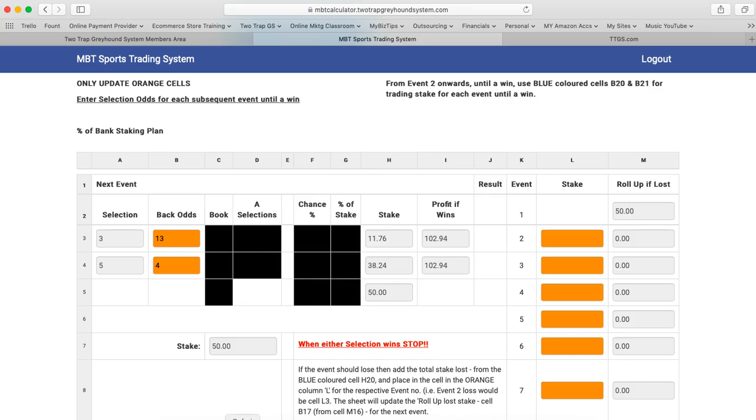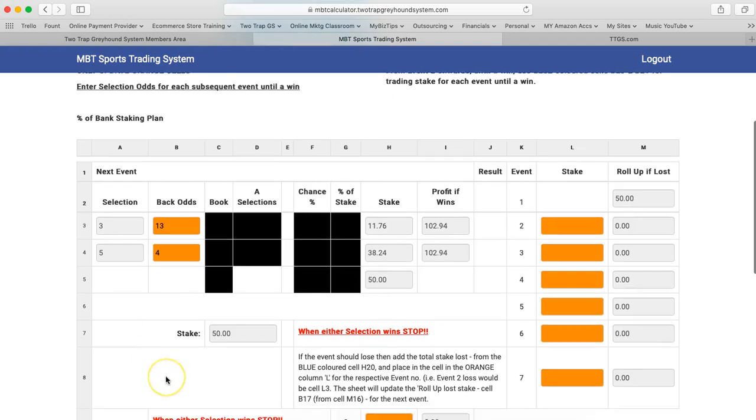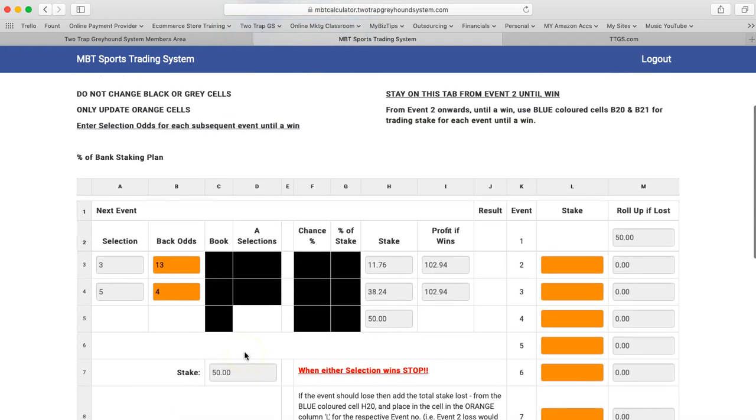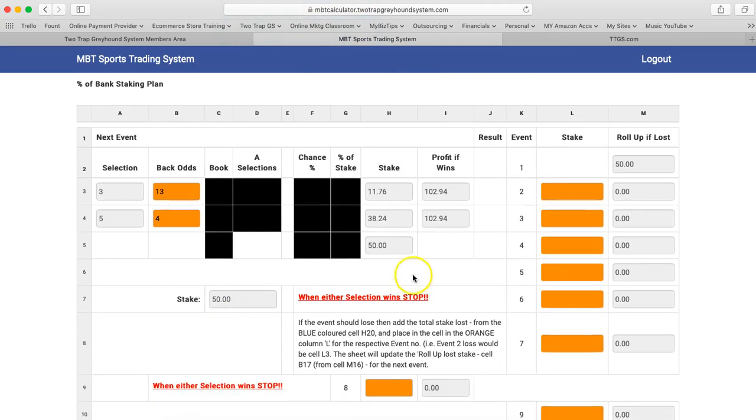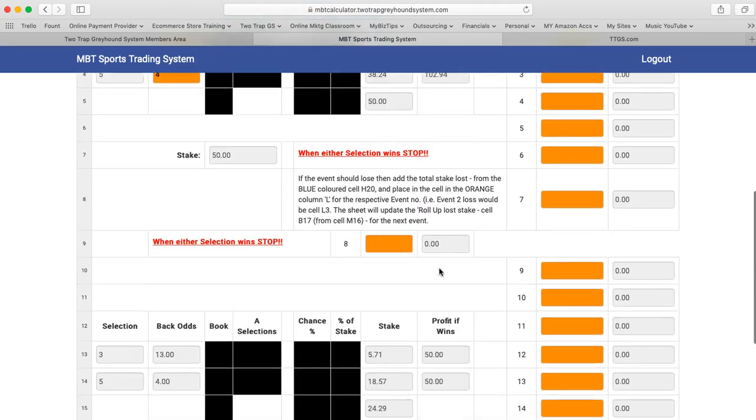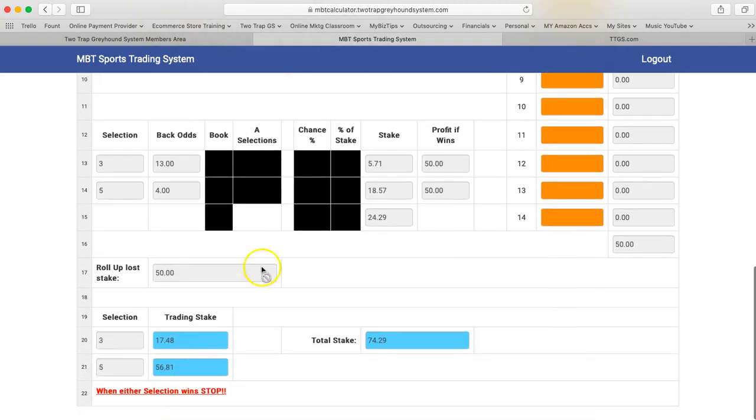So if we have a look at the calculator, what we did was trap 3 is at 13, trap 5 is at 4. Again, we're using the 5% of the trade-in stake, which is 50, and you'll see therefore that towards the bottom of the stake, the blue numbers are the amounts of the stake that we are going to use to trade on this particular race.